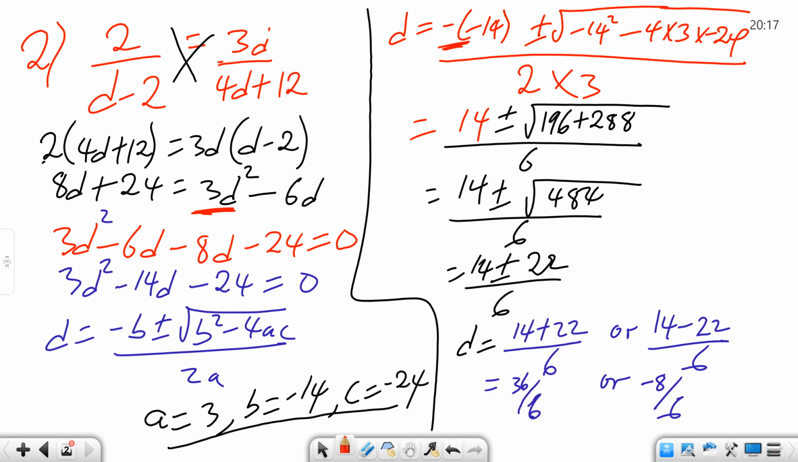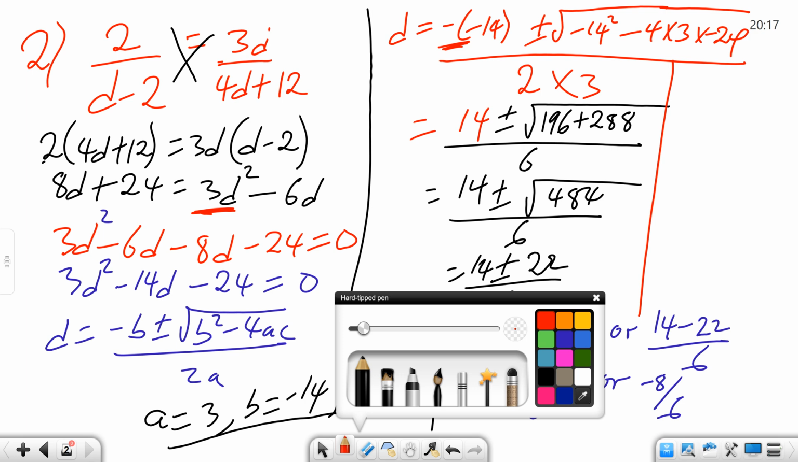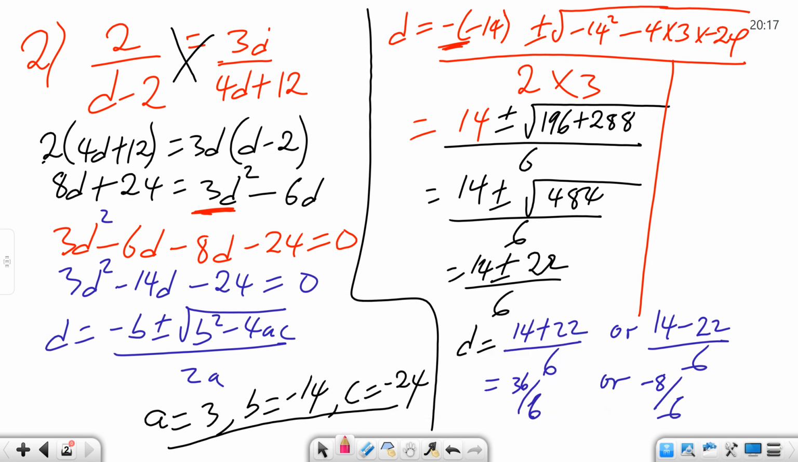Alright, so we can simplify. The value of d will be 36 divided by 6, which is 6, or you reduce minus 8 over 6. 2 can divide both: 2 divides 8 giving 4, and 2 divides 6 giving 3. So the values of d are 6 or minus 4 over 3.